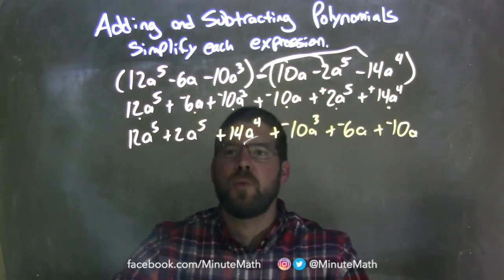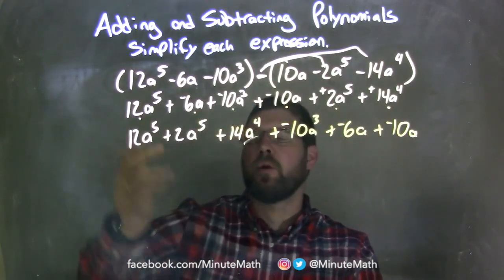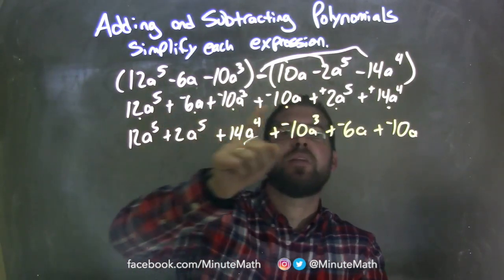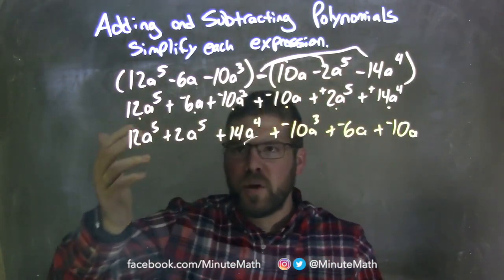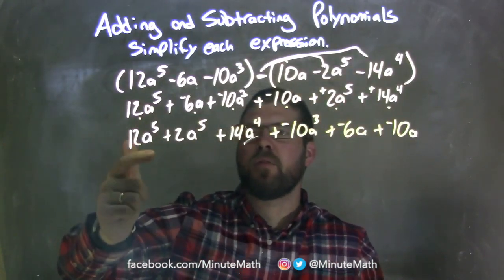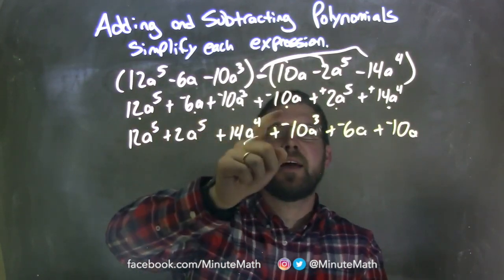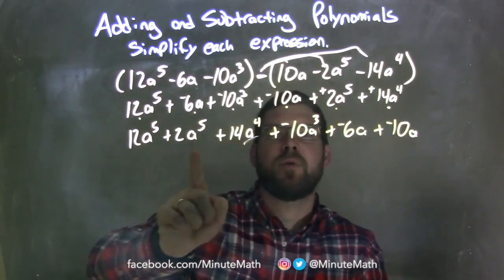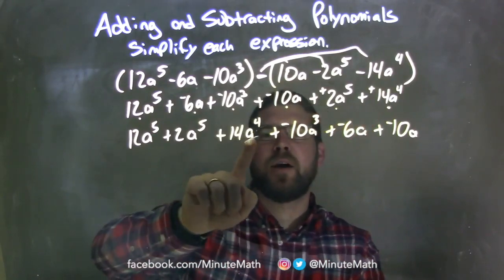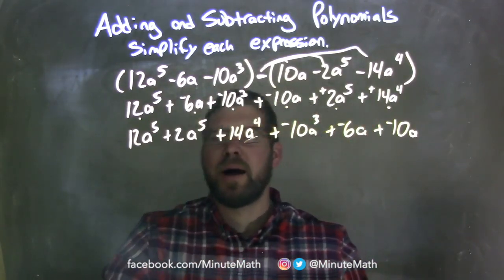Okay. So now let's combine our like terms, or let's double check and bring everything down. Every single one of these terms has a dot, so we should have brought it down, but it's good to double check. 12a to the fifth right there, negative 6a right there, negative 10a to the third, fantastic, negative 10a right there, 2a to the fifth right there, and 14a to the fourth right there. Good. Now let's combine our like terms.